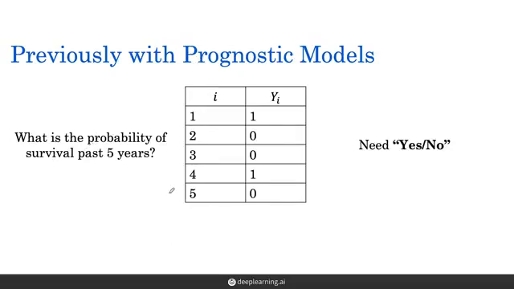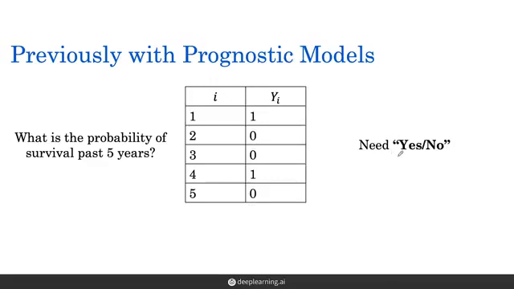Now, previously, when we looked at prognostic models, where we asked the question, what is the probability of survival past 5 years? We had data which looked like the following format, where we had a bunch of patients, and for each patient, we had their outcome information, which said, did I have an event? Did I not? So previously, we used 1 for that patient had an event and 0 for that patient did not have an event, here presumably in 5 years. And so that was the data that we used, and this was the outcome data that we were using.